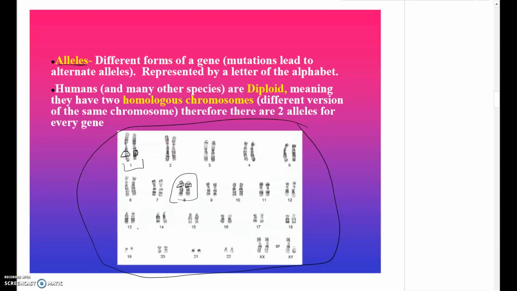Now, the reason why you have 2 of every chromosome is because you have 2 parents. So for every chromosome pair here, you got 1 of each of those pairs from your mother, and you got one part of each of those pairs from your father. So what this ultimately means is that for every gene, say the gene for eye color here, you're going to have 2 alleles because of those homologous chromosomes.